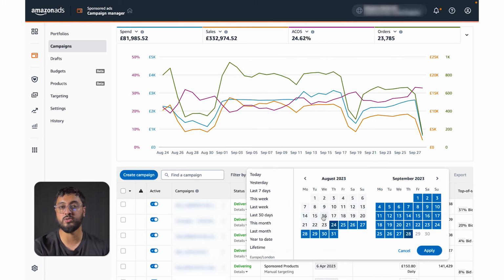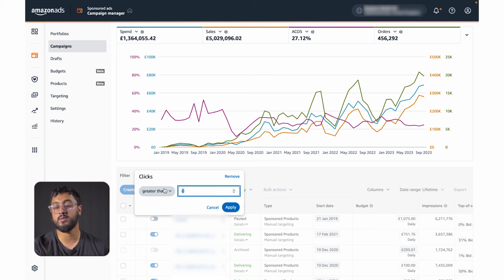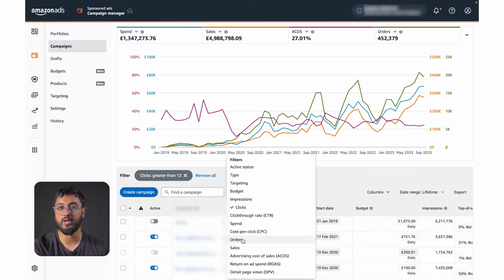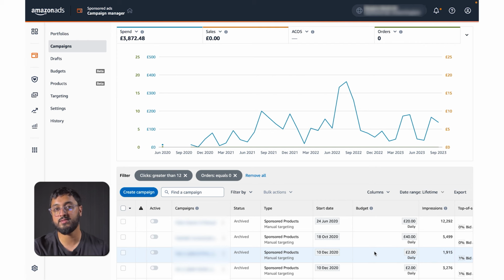Okay, so what you want to do is you want to set the date range to lifetime, and then you want to filter by clicks greater than 12 and orders equals 0. And then we want to go through the campaigns and go ahead and pause the ones that are costing us money. So before you pause them, there's one thing you need to think about.